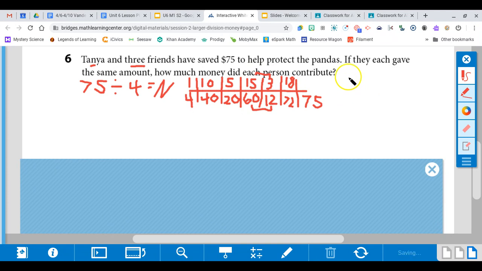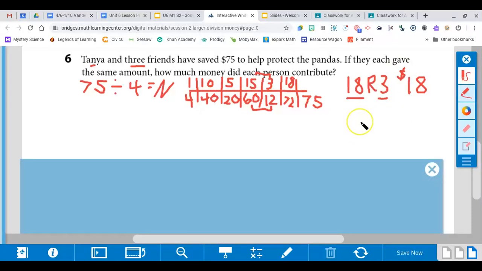My exact answer with the remainder is going to be 18, and then I have a remainder of 3. And I need to look at this and I need to think to myself to make sure I understand, what is this 18 telling me? Well, in this case, the 18 is telling me that each person is going to pay or contribute $18, right? Okay, now what do I have 3 remaining? Well, I have $3 remaining. So I need to split my remaining. So how am I going to interpret that remainder?